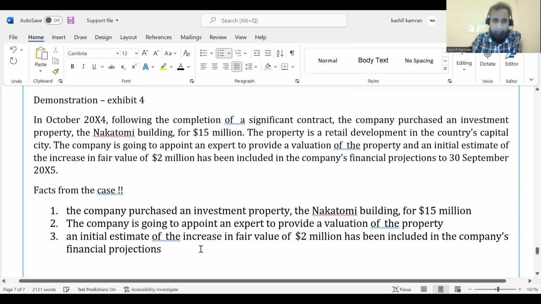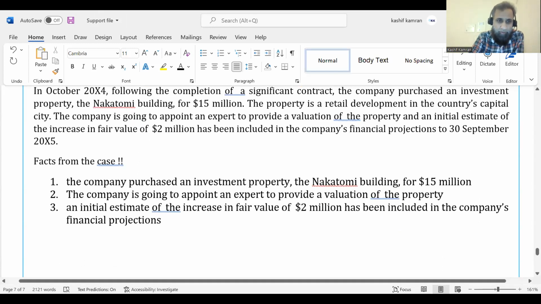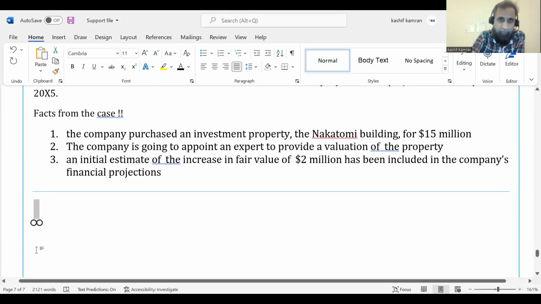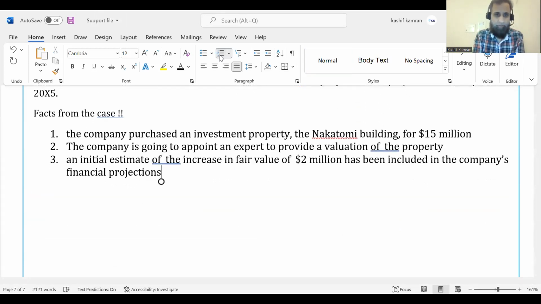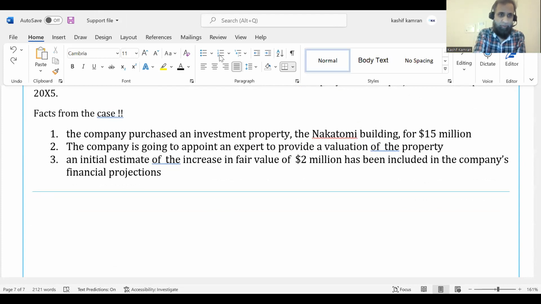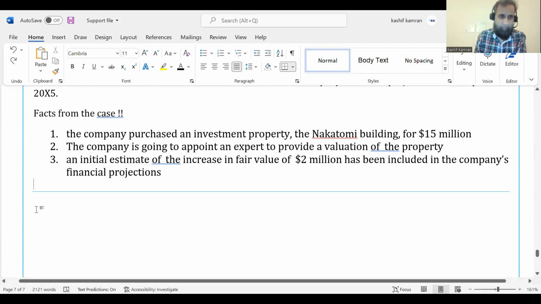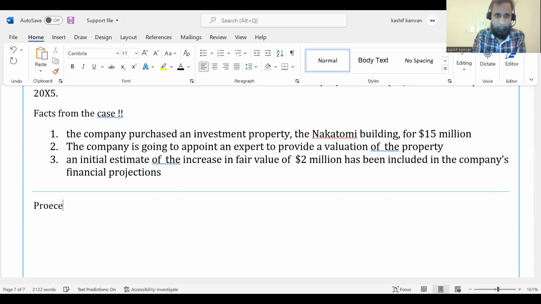The first one. Let me stretch a line. See, you will be amazed. I'm going with the first procedure. Just give me 1 second. Procedures. And we go with number 1. The company purchased an investment property, right?